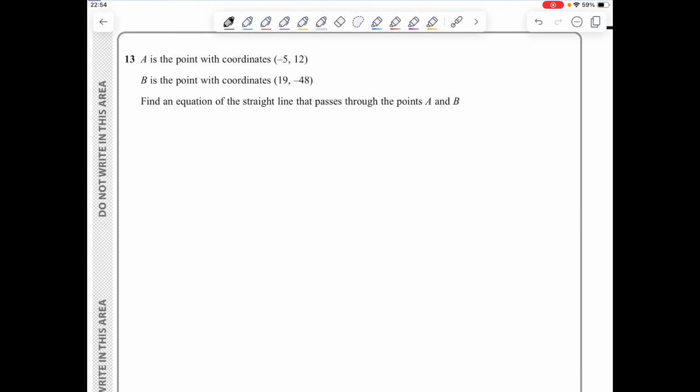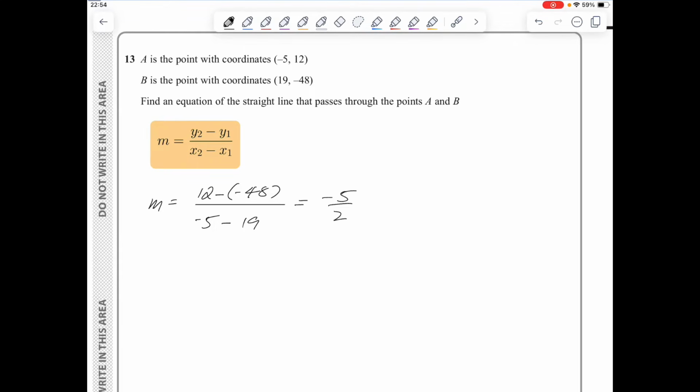For question 13, I'll need to use the following formula for the gradient. So gradient is equal to 12 minus 48 over minus 5 minus 19. Put this on the calculator, the answer will come out to be minus 5 over 2. And then choose any point of those 2 points.